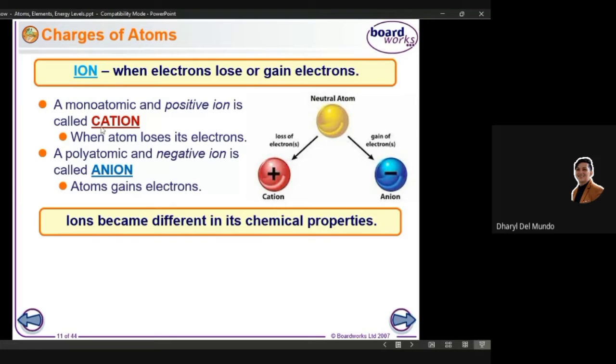When we say monoatomic, sometimes cation, or every time, of course. Monoatomic means one. So a cation is basically composed of one atom. That's why monoatomic. On the other hand, polyatomic, which is an ion, sometimes it is combined with other atoms. Am I clear?